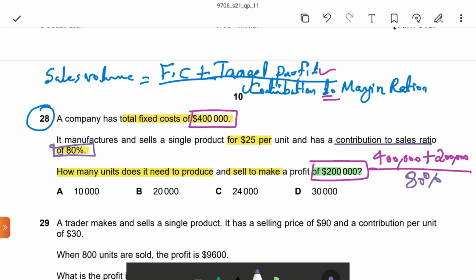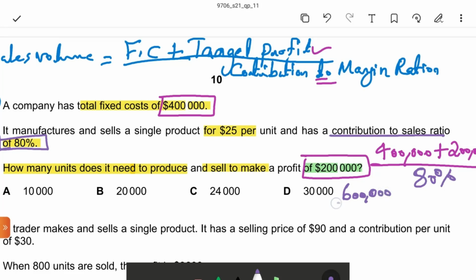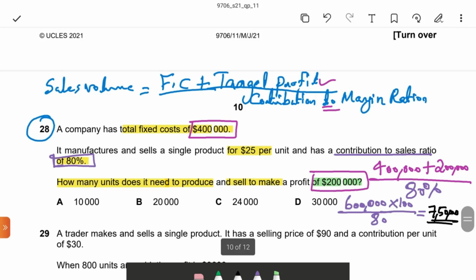So what is the answer? 400,000 plus 200,000 is 600,000. 600,000 into 100 divided by 80. So the correct answer comes to 750,000. That is the total sales volume.